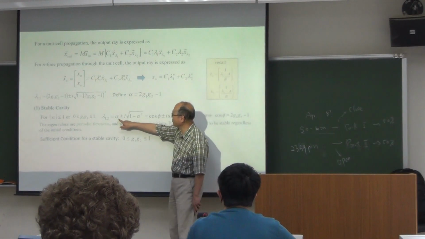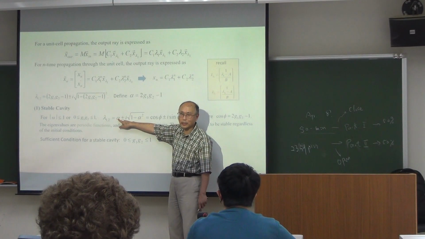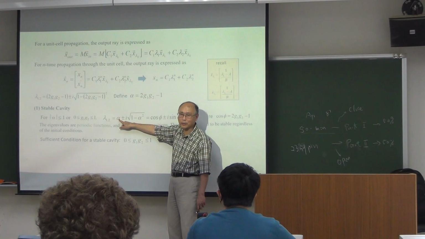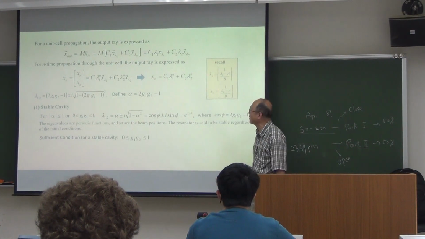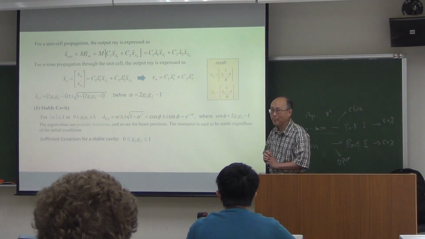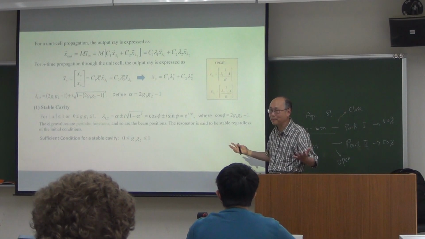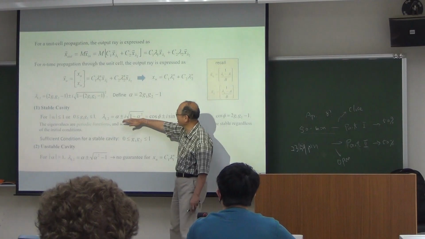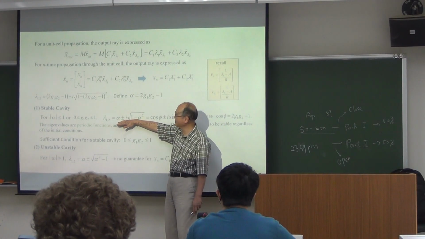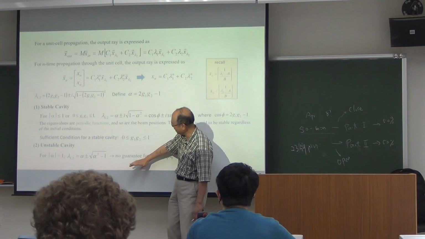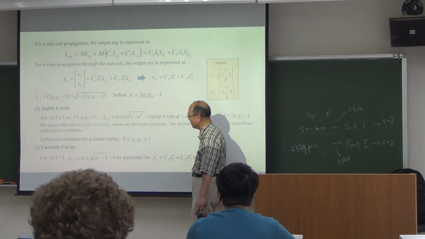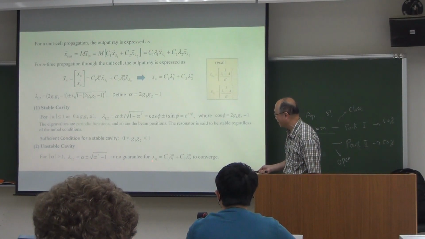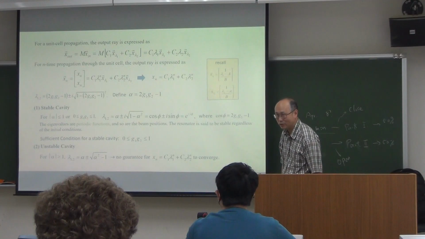The reason we force this alpha to be less than 1 is that we understood that if alpha has an amplitude less than 1, then everything is finite. The output will be finite and so on, and then we claim it is a stable cavity. But in fact, there are two possibilities. If this is not less than 1, it's a possibility that it could diverge, in fact.